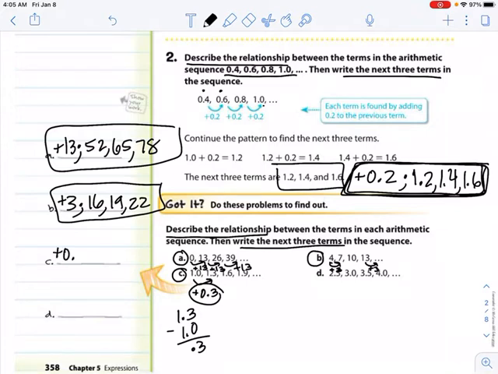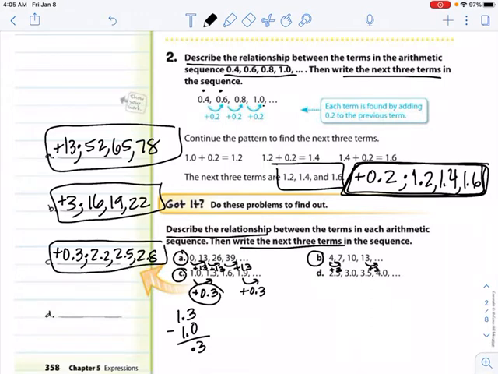So our relationship is 0.3, and then to find the next three terms, we go to our last term and add that 0.3 to it. So this would be 2.2, then 2.5, and 2.8.